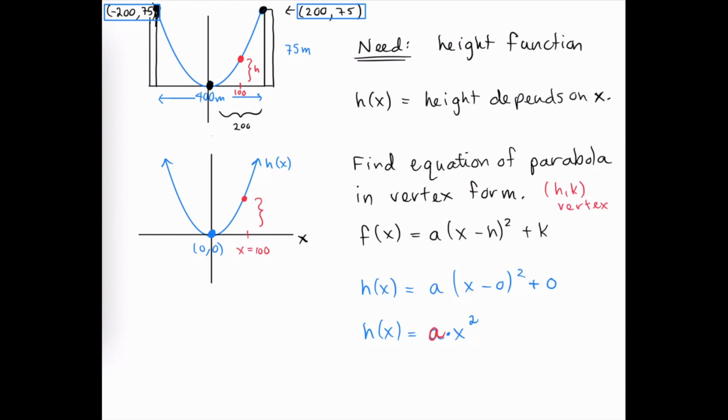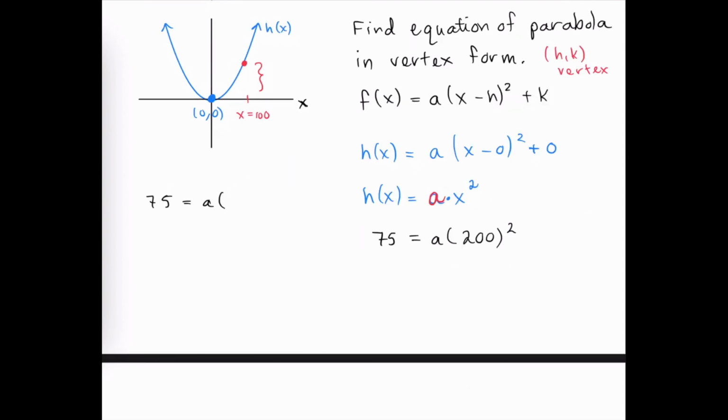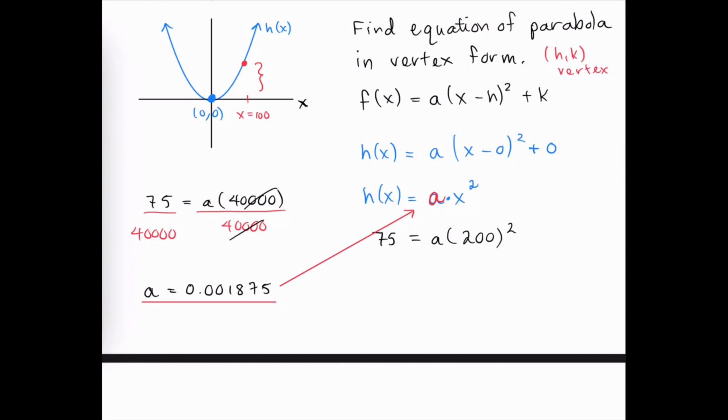So let's plug in the y-coordinate: 75 = a times the x-coordinate 200 squared, and then solve for a. So we have 75 = a times 40,000, which is 200 squared. Now we divide both sides by 40,000 to solve for a, and we get that a is equal to 0.001875. Remember, this is the outside multiplier in our function, which looks like a vertical compression in this case, and which now enables us to completely write our height function.